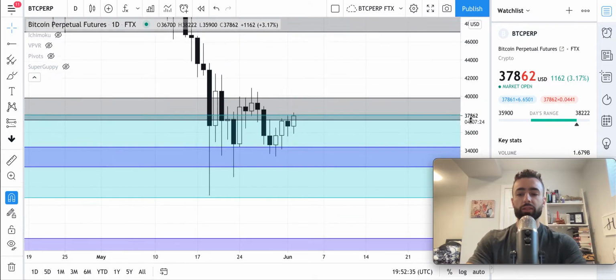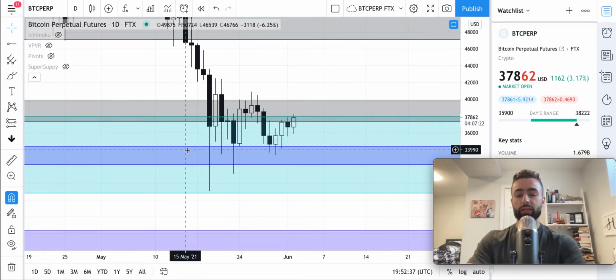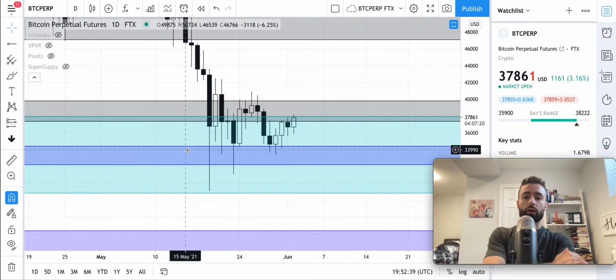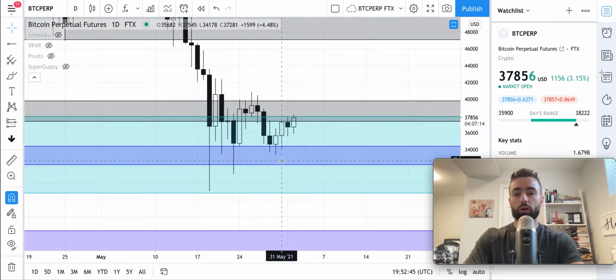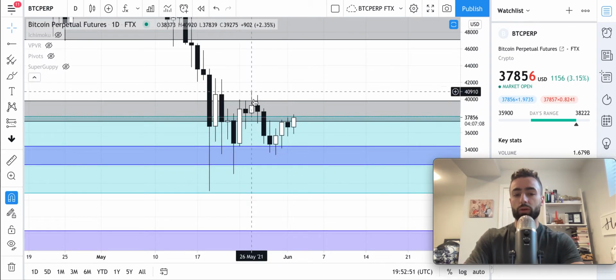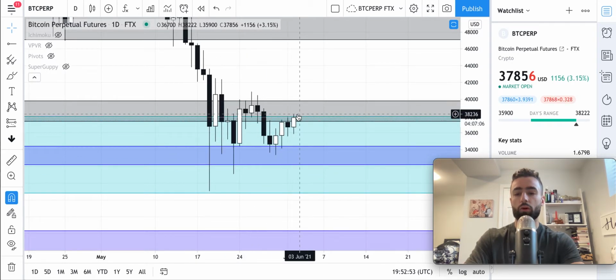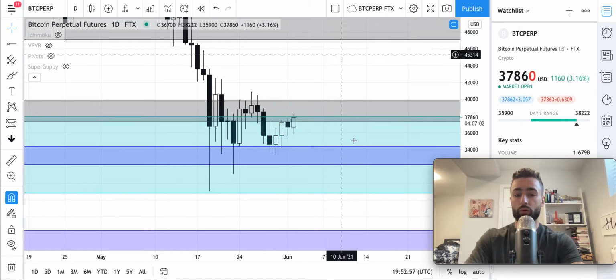So this is going to determine the momentum for price action for at least like a week, I would say, once we get a breakout from this pattern. And the tighter this gets, the more significant that breakout is going to be. So that's important to note, the tighter that this gets, the more significant that breakout's going to be. It's either going to be way up or way down. So just be aware of that.